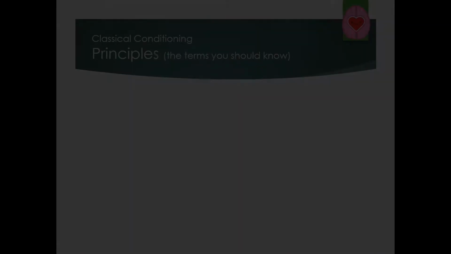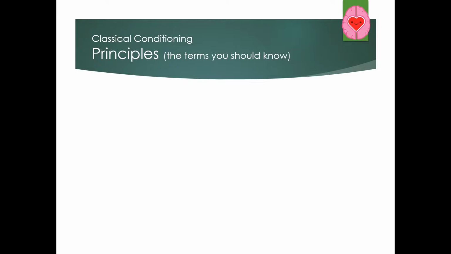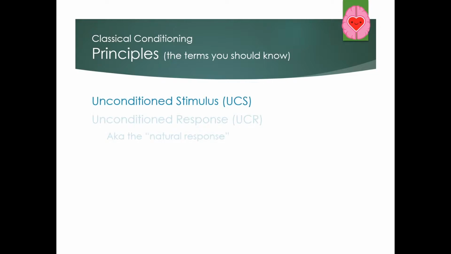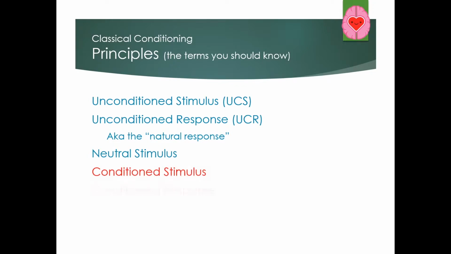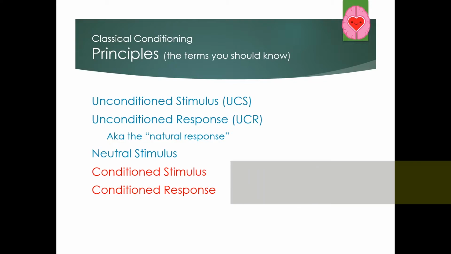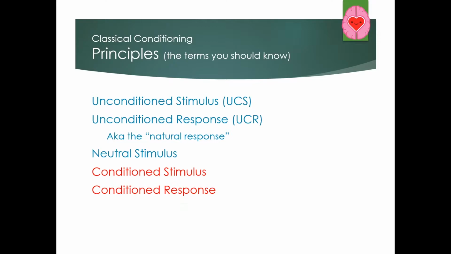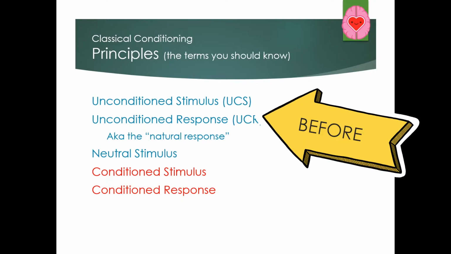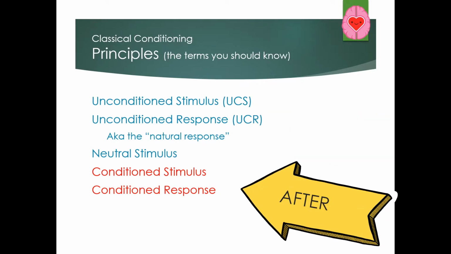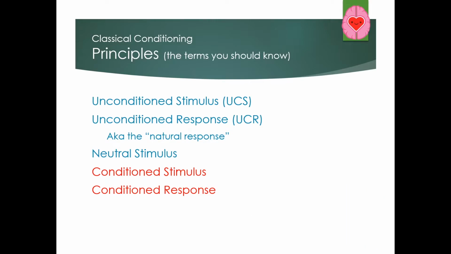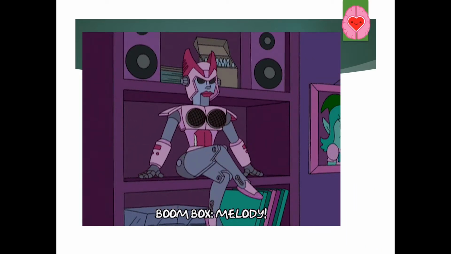Science! But now let's talk about the principles. These are the terms that you should know, and there's 5 of them. There's the unconditioned stimulus, the unconditioned response, also known as the natural response, the neutral stimulus, the conditioned stimulus, and the conditioned response. I have the last 2 vocabulary terms highlighted in red here because they're a little bit separate from the first 3. The first 3 happen before conditioning, and the second 2 don't show up until you've messed around with the first 3 and they transform into these last 2.